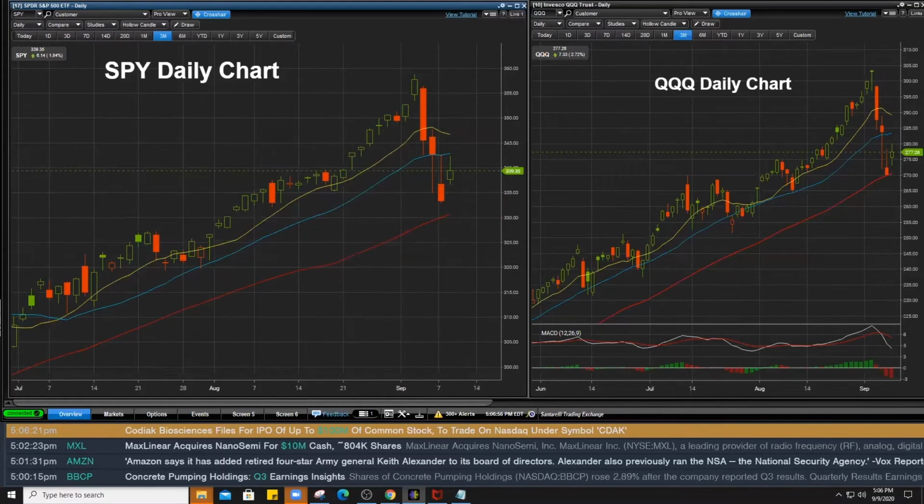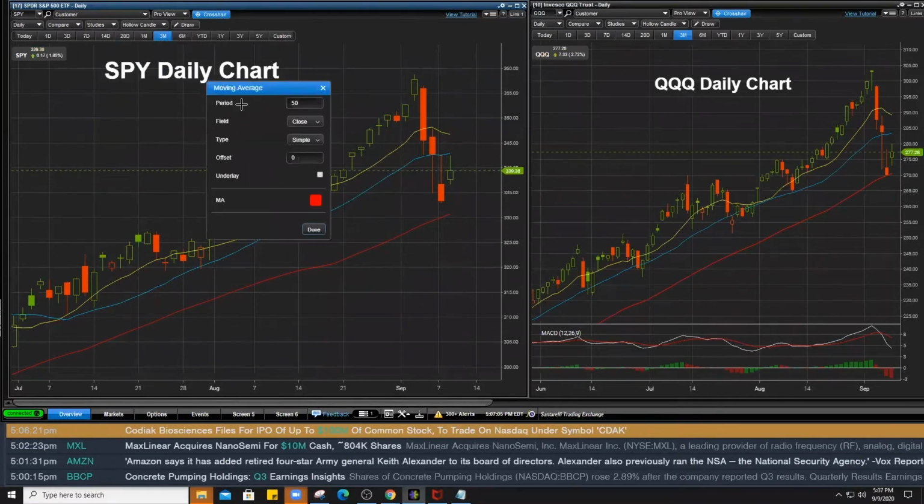Now, if you're a little bit longer-term trader, the 200-day simple moving average is a great line you could put on there. You just put in 200 SMA, and usually I use the pinkish line for that.